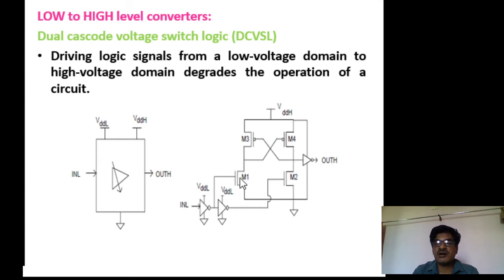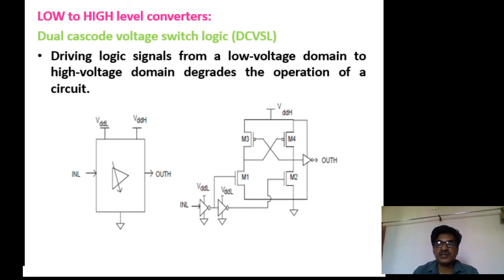Since M1 is on, the M4 PMOS goes to the on state. Because of the feedback connection, the M3 goes to the off state, so that before the final NOT gate, the value is logic 1. Therefore, the output OutH is logic 0, but the voltage value is with reference to the high voltage domain. Like that, it converts low voltage domain values to high voltage domain values.